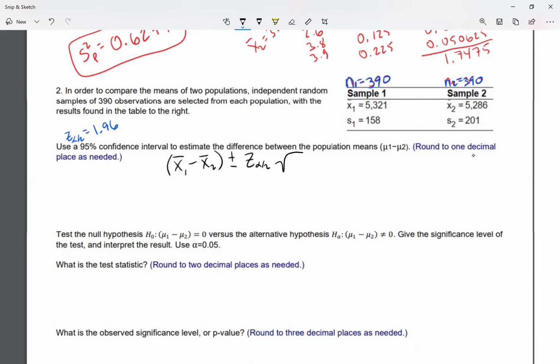times the square root. And now this one's going to be interesting. The square root of, I don't need the standard deviation, I need the variance. So I'm going to go from sample 1, the variance. So basically 158 squared divided by N1. So how many numbers are in that sample? Plus the variance of sample 2 divided by N2. All of this inside my square root.